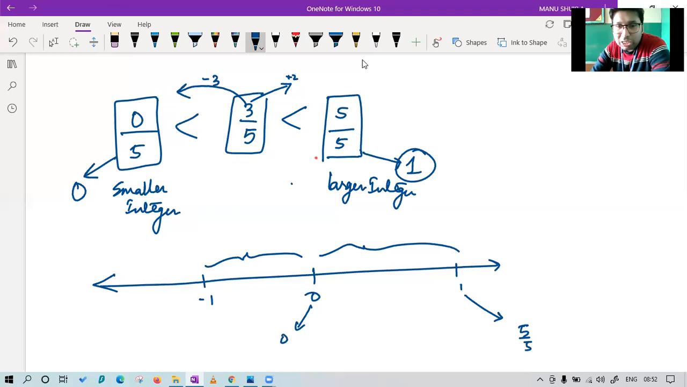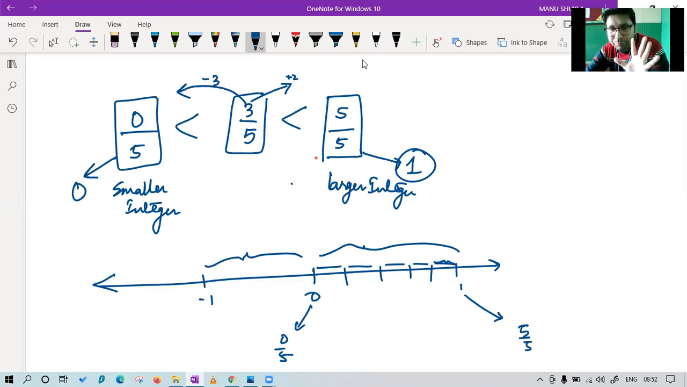This 0 is also known as 0 upon 5. Now tell me how many divisions should I make in between? We have to make 5 divisions. So we will draw 4 lines. So 1 division, 2 division, 3 division, 4 division, and the 5th is already made. So first division, second division, third division, fourth division, fifth division. So we have divided the interval in 5 equal parts.